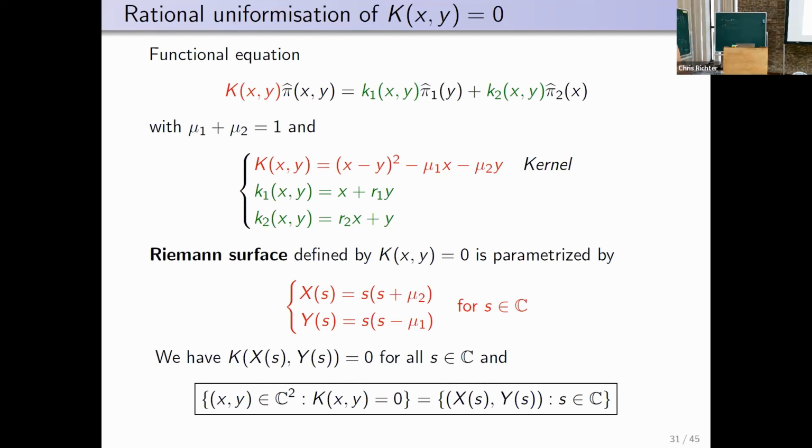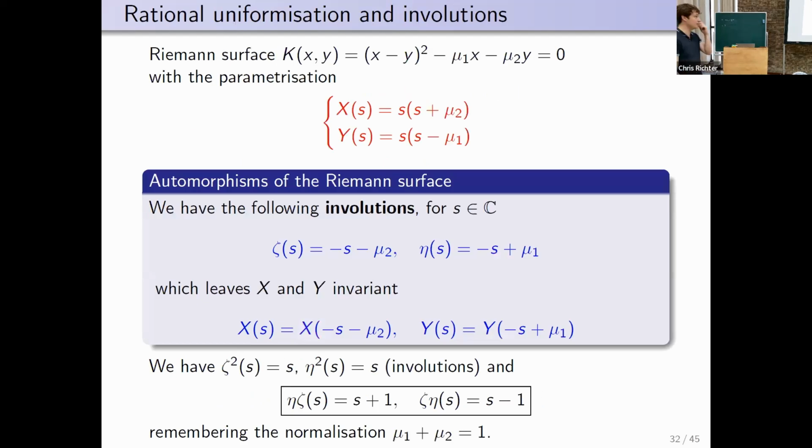Remember this parameterization. Now I'm going to explain some involutions on the Riemann surface. This is the parameterization, and I define zeta, which is equal to minus s minus mu2, and eta, which is equal to minus s plus mu1. It's easy to see that if you compute x of minus s minus mu2, it will be equal to x of s. The formula is simple, and the same holds for y with eta. So in fact, x is invariant by zeta and y is invariant by eta.